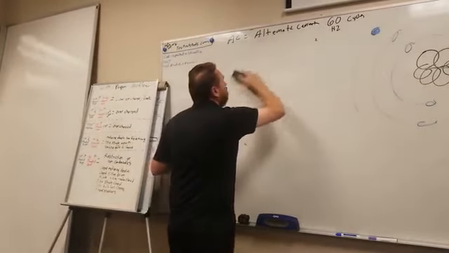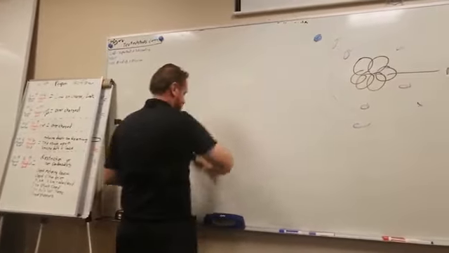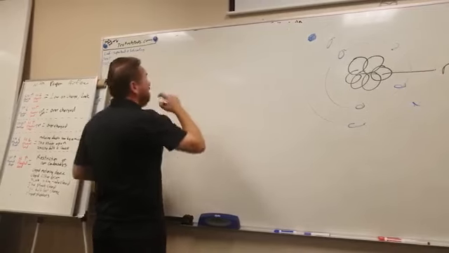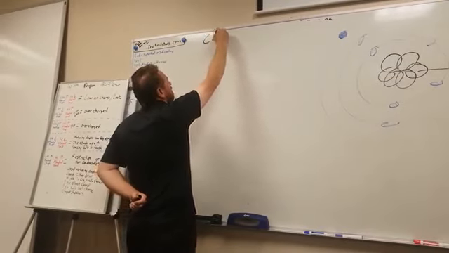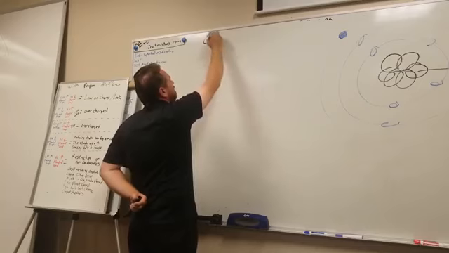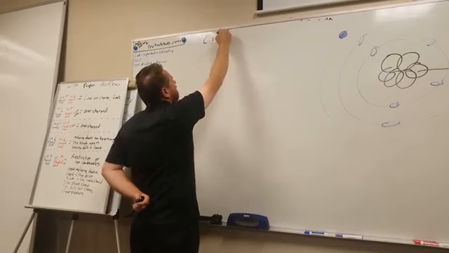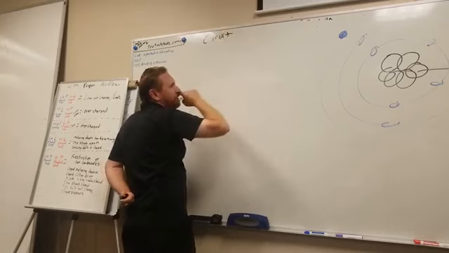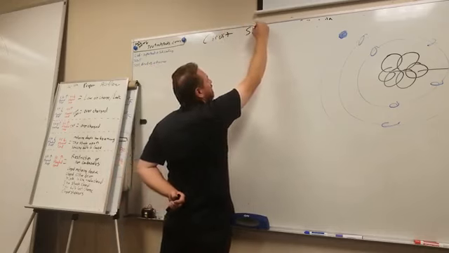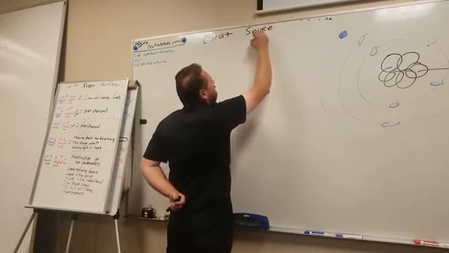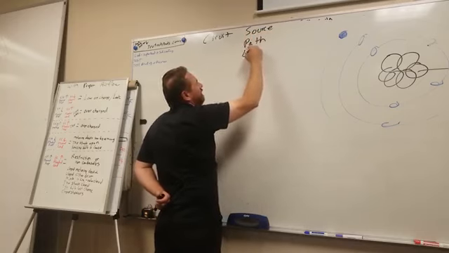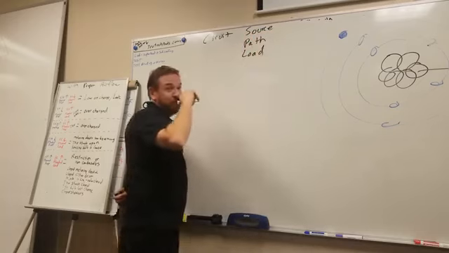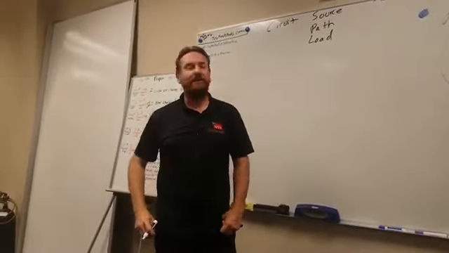So if we're going to wire something, we must have three things to have what we call a circuit. How do you spell circuit? C-I-R-C-U-I-T. Circuit. We must have a source. We must have a path. And we must have a load. We must have a source, path, and load to have an electrical circuit.